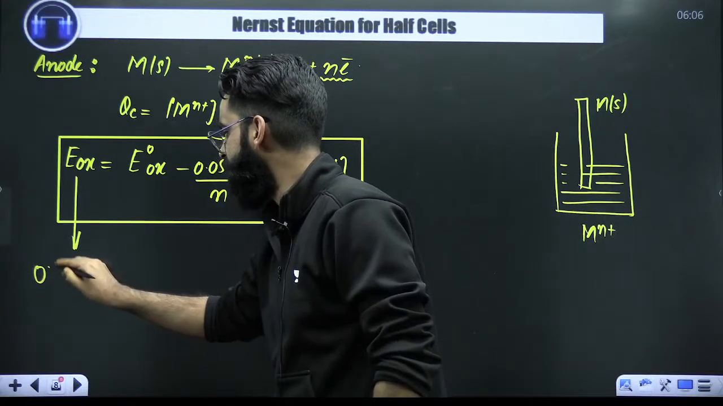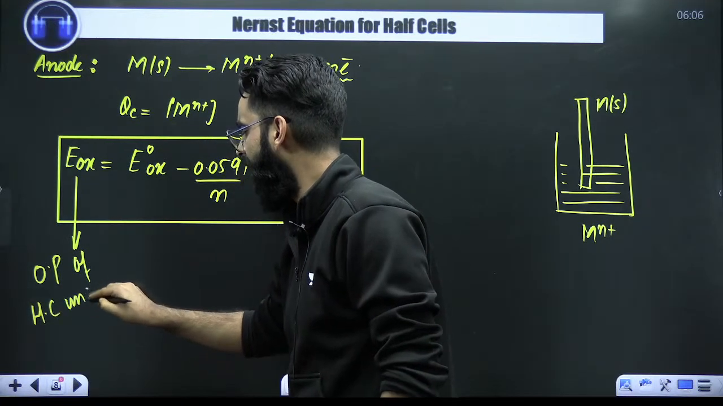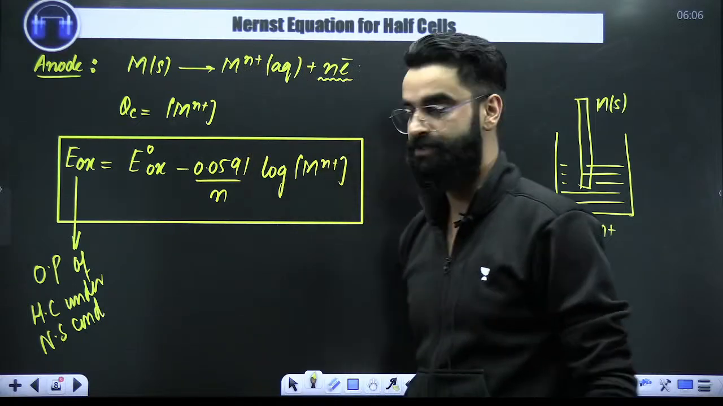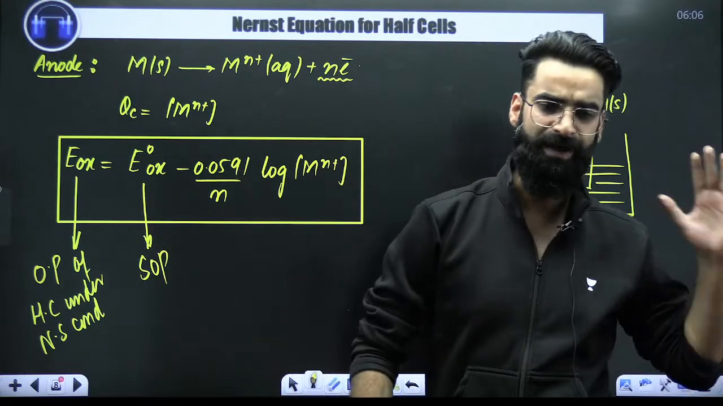So this is the oxidation potential of what? Of the half cell under non-standard conditions. What is this E naught OX? This is your standard oxidation potential of the same half cell.